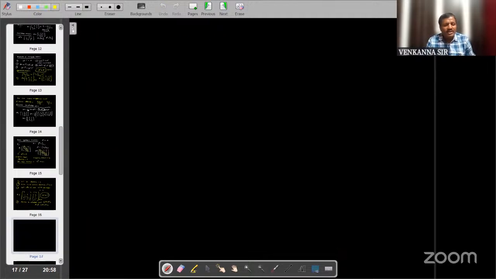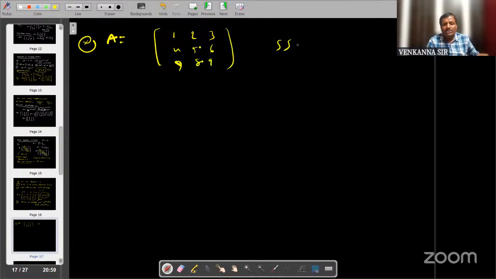Okay, let's take one example of how to calculate the skew symmetric matrix. The matrix A is given: A is equal to 1, 2, 3, 4, 5, 6, 7, 8, 9. What is its skew symmetric matrix? All of you try. Try this skew symmetric matrix for this one.